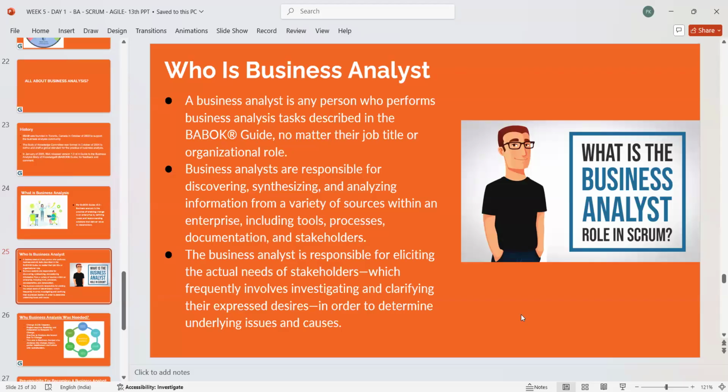You might get some information and some, I would say, orders or commands or some guidelines from your senior management stating that, okay, we have to channelize this project in this manner, or you have to do these activities for this kind of domain. So you are getting continuous information from multiple sources and you have to manage it. Okay. And ultimately, variety of sources within an enterprise, including tools, processes, documentation, and stakeholders.